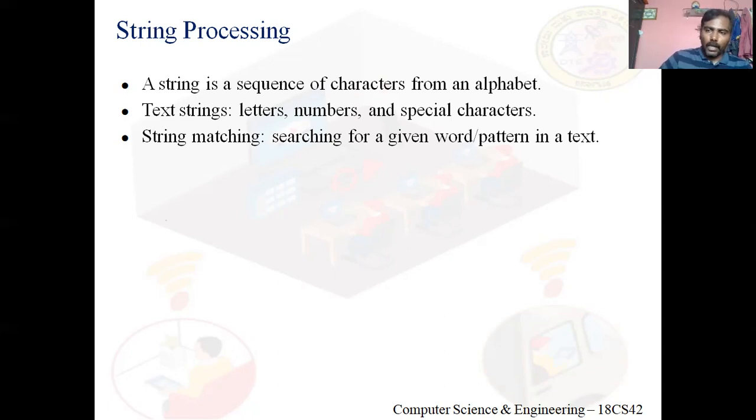So how can a text string be formed? A text string can be formed using your alphabets A to Z, both uppercase and lowercase, using numbers 0 to 9, and using some special printable characters. Got it? Special printable characters like underscore, full stop, and so on. Then what is string matching? Searching for a given word or pattern in a text.